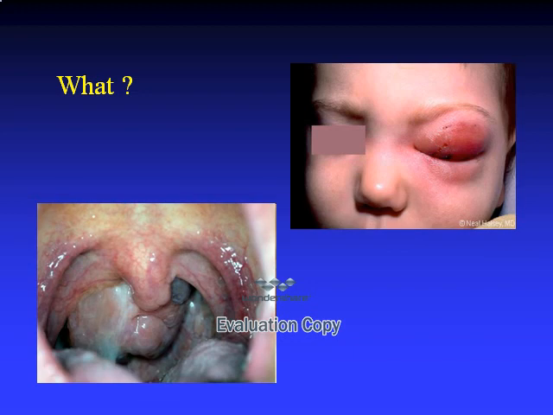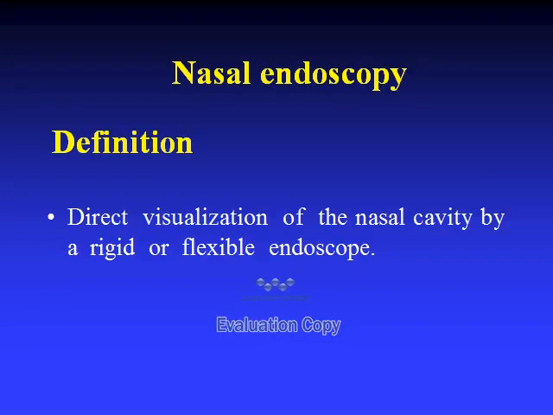The nasal examination cannot be completed without inspection of the oral cavity. By inspection of the oral cavity, we can see a polyp descending from the nasopharynx or from the nasal cavity. This is called antrochoanal polyp, behind the soft palate and uvula.